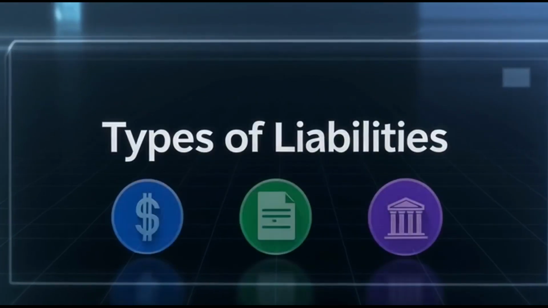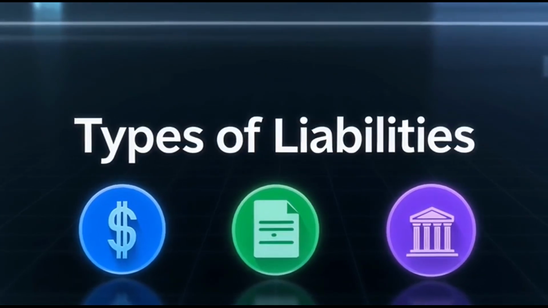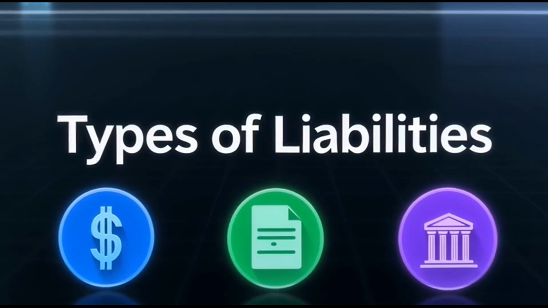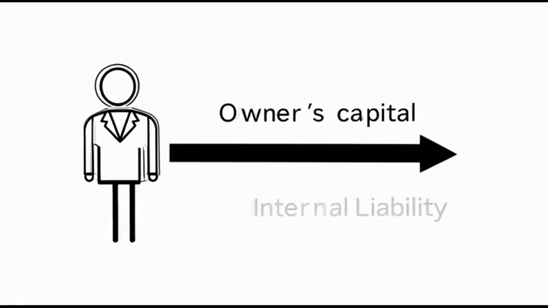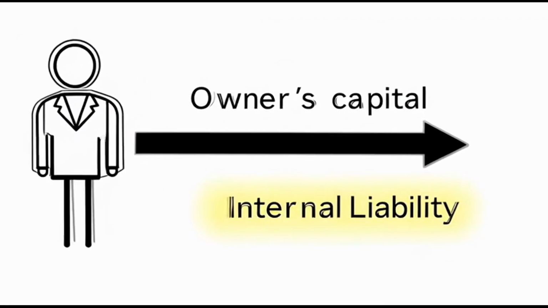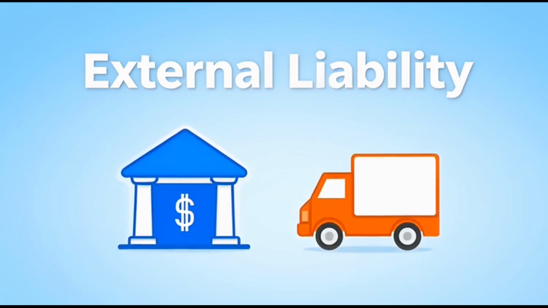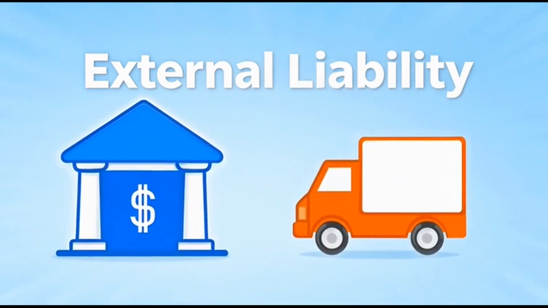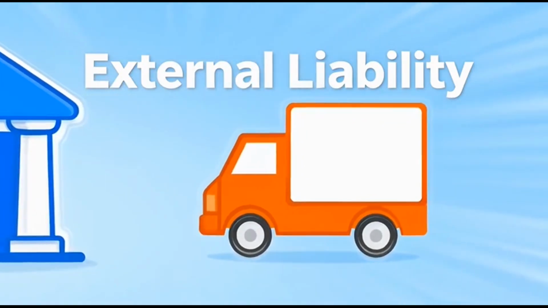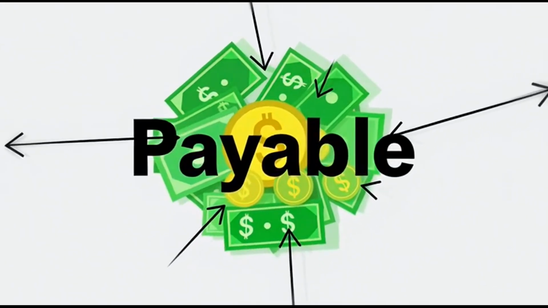Liabilities can be classified into different types. Owner's capital is treated as an internal liability. Loans and creditors are external liabilities. These must be paid to outside parties.